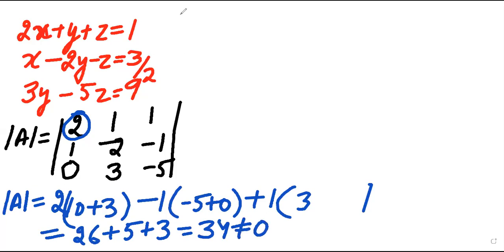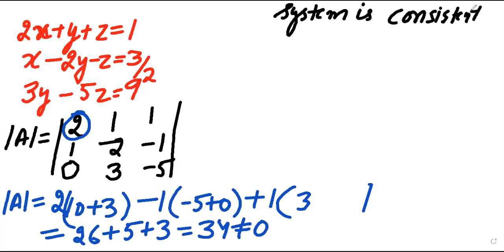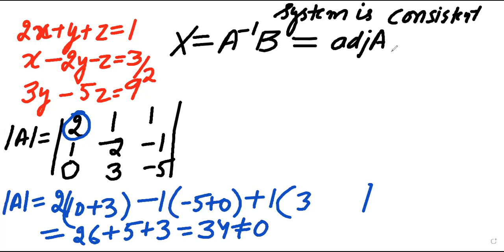Okay, now what is the system? System is consistent. What kind of system is it? Consistent. So if it is consistent, what do we find out? X. Now what will we do? We will find out X. X is equal to A inverse into B. Now what was this A inverse into B? What is A inverse? That is adjoint of A divided by determinant of A, into B. Things should be clear to you, what A inverse was. A inverse is adjoint of A by determinant of A into B.